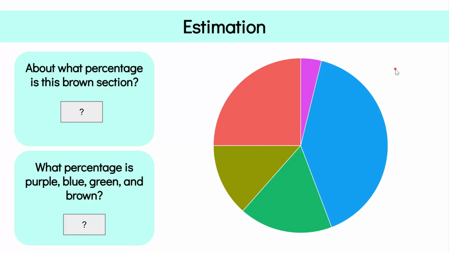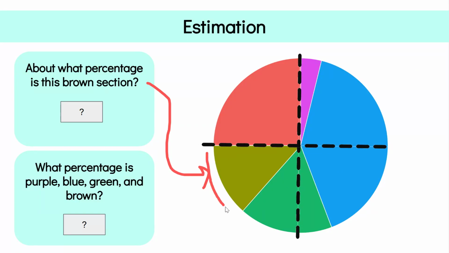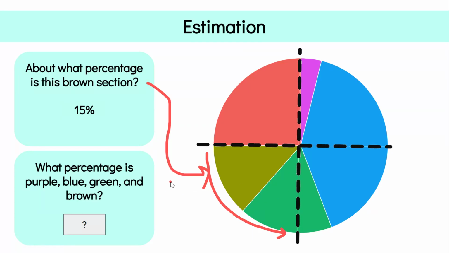Let's do another estimation. About what percentage is this brown section right here, this kind of brownish green? If we cut our circle in halves and quarters again, you can see it's not quite a full quarter. It looks like a little bit more than half of a quarter. Maybe like 15%.